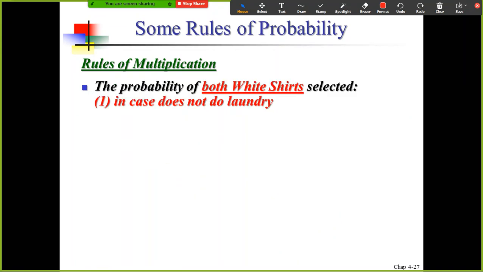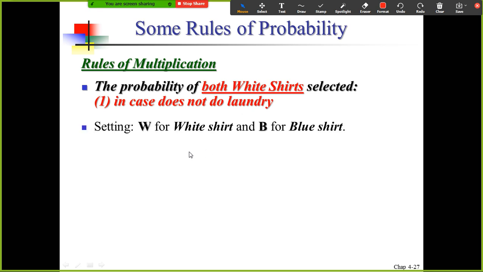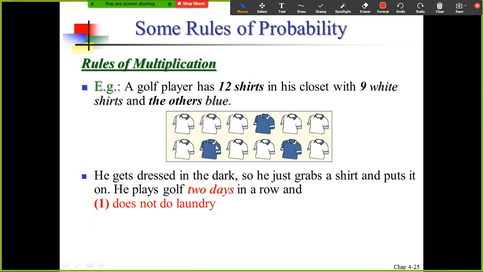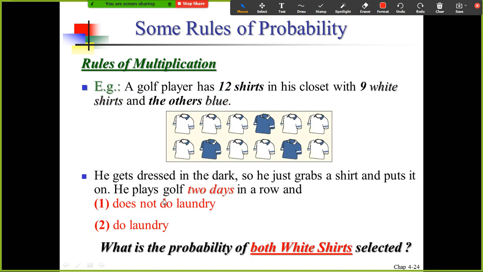Okay. Now go to the probability of both white shirts selected under the condition of, in the case of, does not laundry. In the case of does not laundry. So the probability of 2 white shirts selected in case 1, does not laundry. This one.